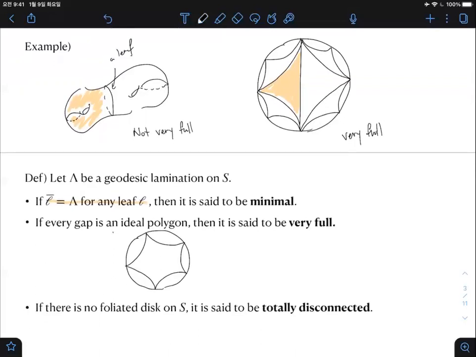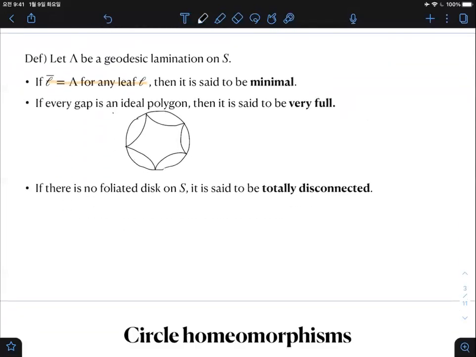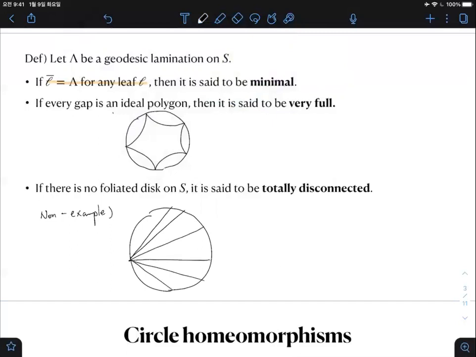And third, if there is no foliated disk on S, it is said to be totally disconnected. So our previous two examples are totally disconnected, obviously. But let me show a known example. Here's our hyperbolic plane, and we fill the plane by geodesics which share a point on the boundary. This set of geodesics gives a geodesic lamination on the hyperbolic plane. In this case, any open disk on the hyperbolic plane is foliated by the leaves. So this is not totally disconnected.